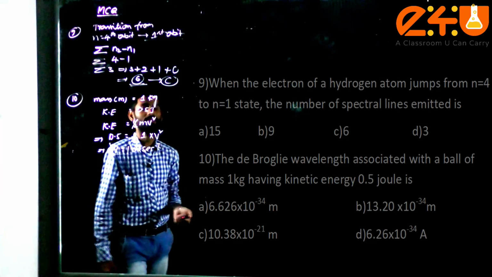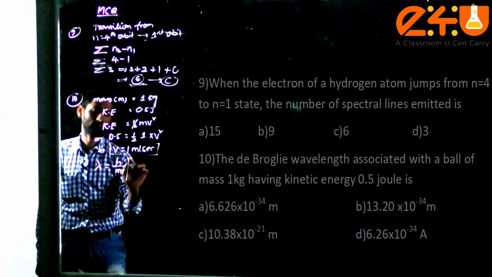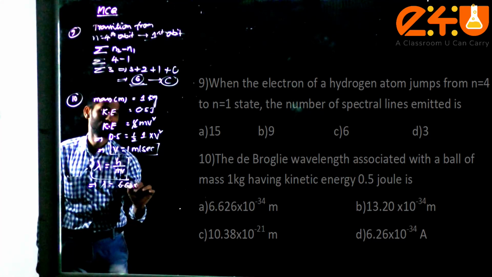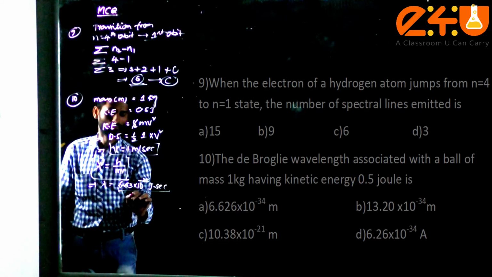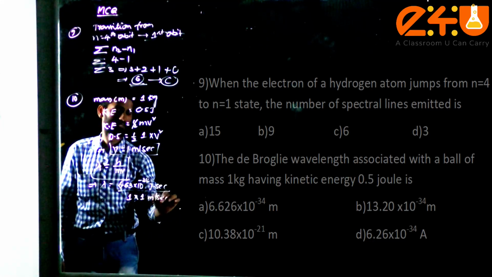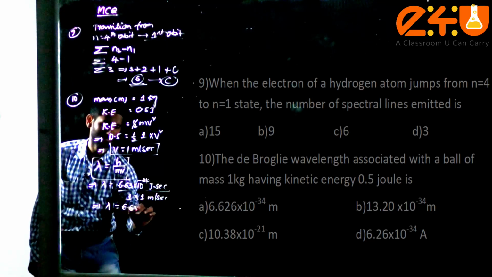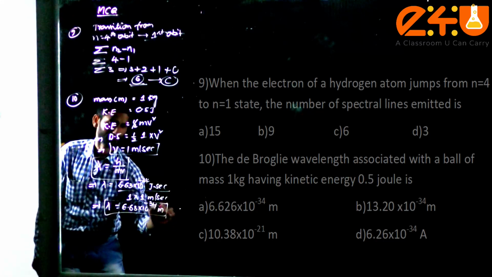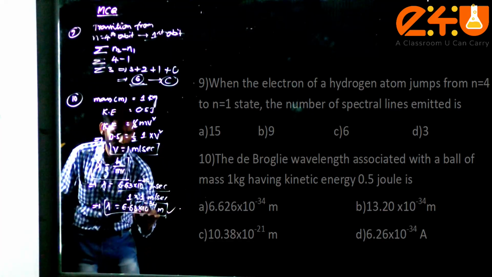They ask us to calculate the de Broglie wavelength. We know the de Broglie wavelength formula, lambda is equal to h by m into v, that implies lambda is equal to h value 6.63 into 10 power minus 34 joule second divided by m value 1 kg and v value 1 meter per second. Divided by 1, lambda is equal to 6.63 into 10 power minus 34 meters. The unit second cancels. This is option number A.